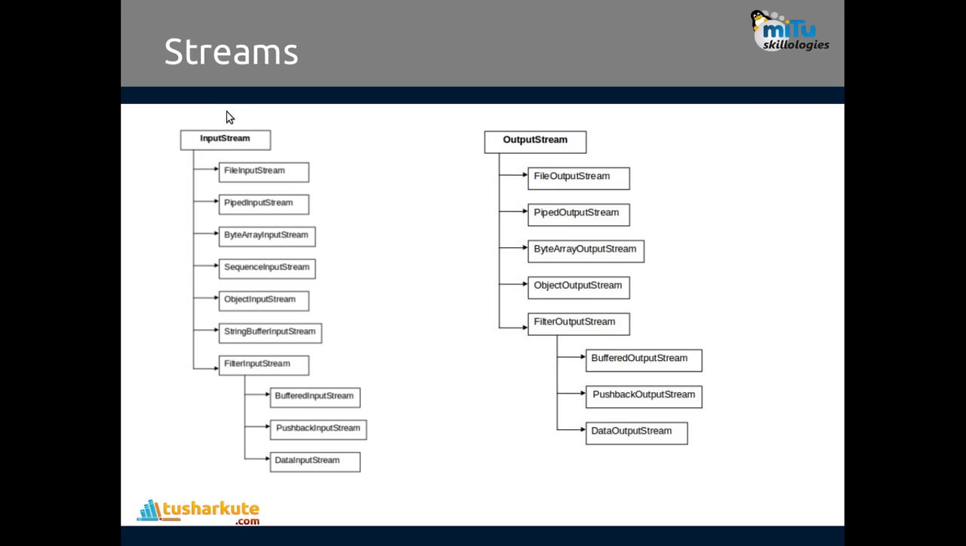Above that directly we have the Object class, and OutputStream is also a top-level class of all output stream classes, and above that I have the Object class here. So here we have FileInputStream, PipedInput, ByteArrayInput, SequenceInput, ObjectInput, StringBufferInput, FilterInput. Again in FilterInput we have BufferedInput, PushbackInput, DataInput.